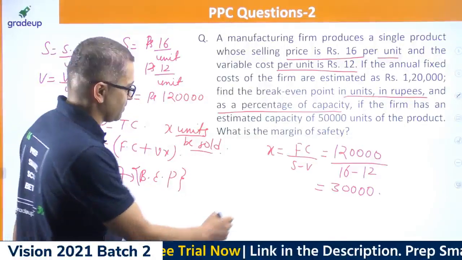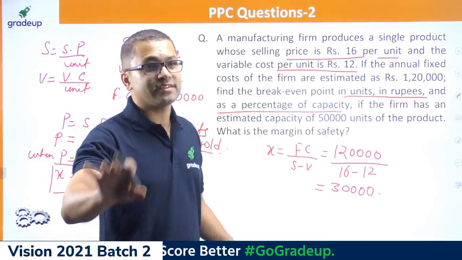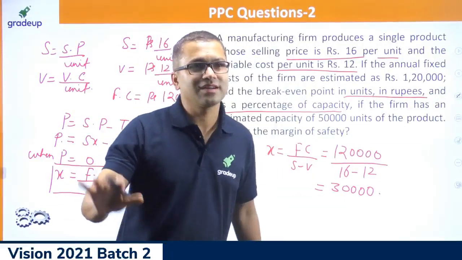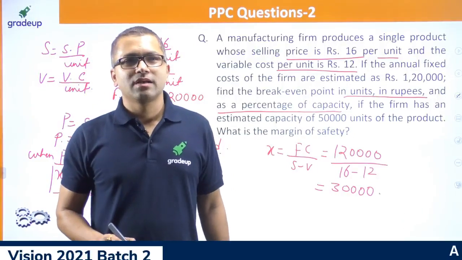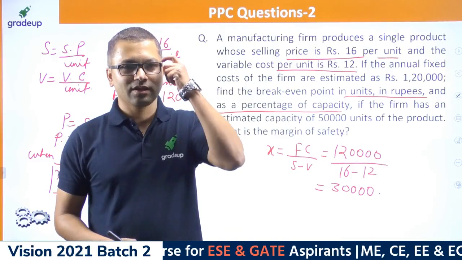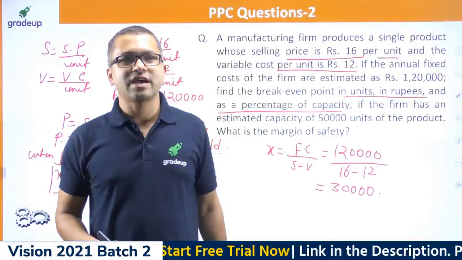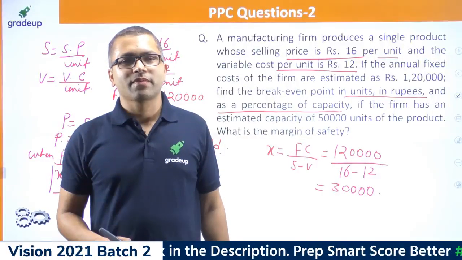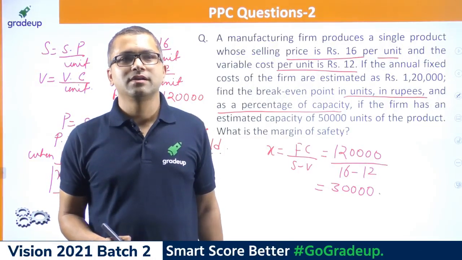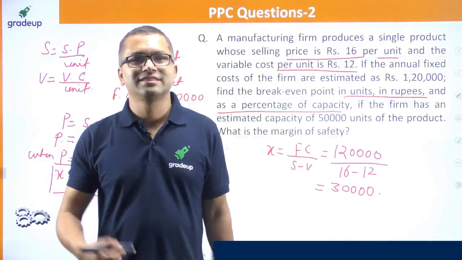So let's see. We have break-even units as 30,000 units. What does this mean? Just tell me, what is the meaning of this 30,000 units? Can you please just type in, guys? Just type in, okay? So what is the meaning of this 30,000 units?